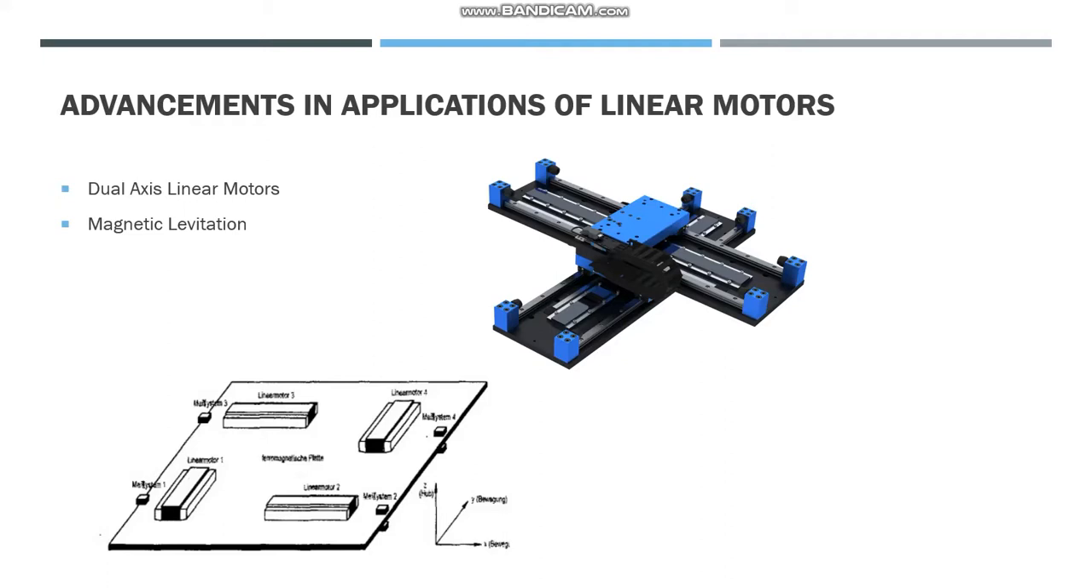The first one is the dual axis linear motor, as shown in the picture. They are made by superimposing two linear motors in the XY directions, and they are used by cutting industries such as fabric cutting and metal cutting, due to their high accuracy and precision, and they are very fast machines. The other application being discussed in recent times is magnetic levitation, and how we can use it to lift loads and transport them.